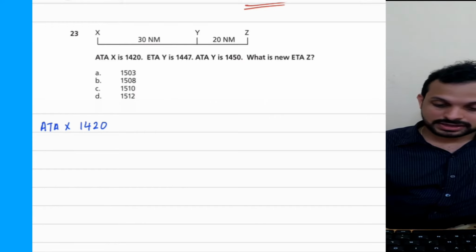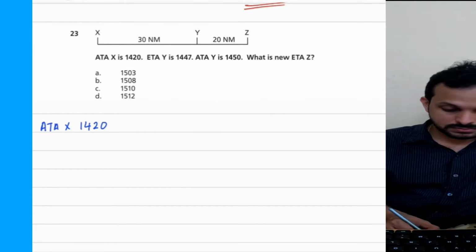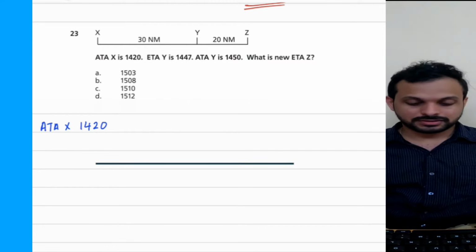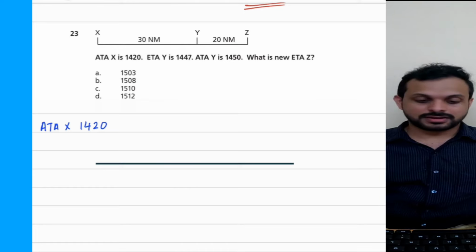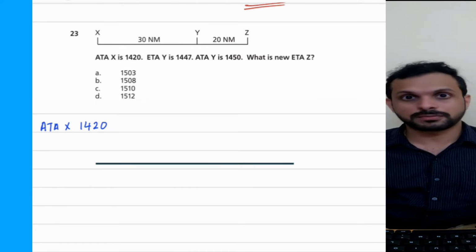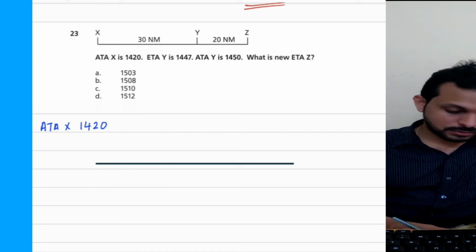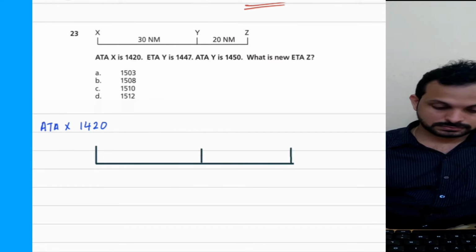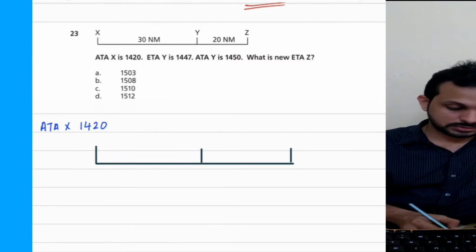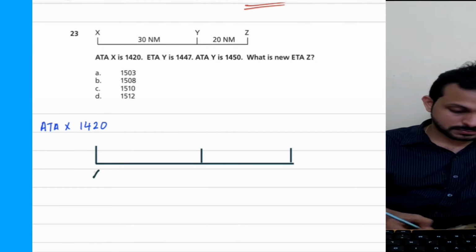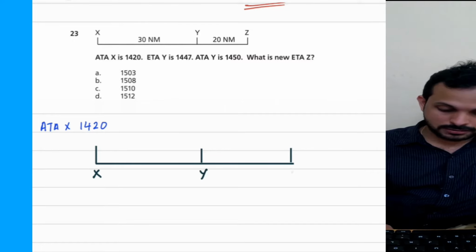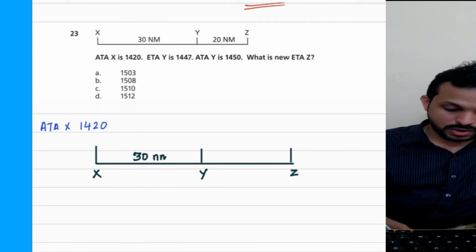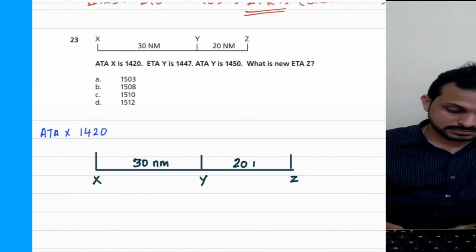Let's draw this diagram very quickly, so I'm not taking much time for this particular diagram here. I know you know it. This is just for students who are surprised to see this question. This used to be a very popular question, as I told you before. All right. So this is X here, Y, and Z, and the distance XY is 30 nautical miles, and YZ is 20 nautical miles.